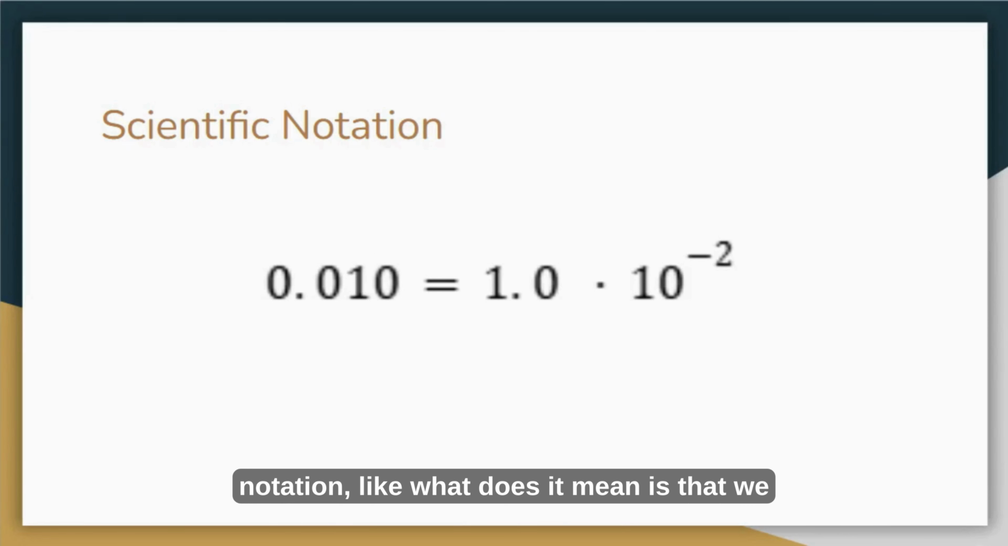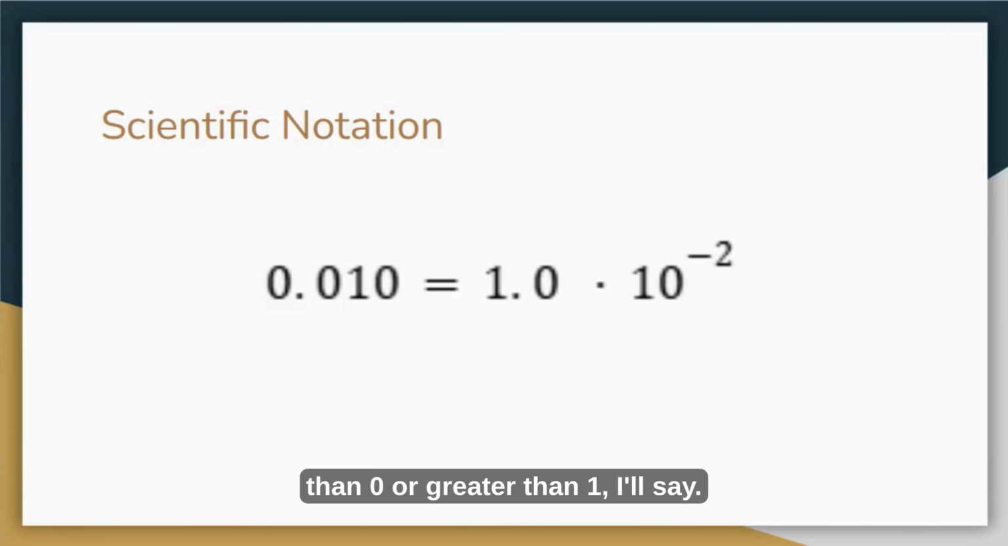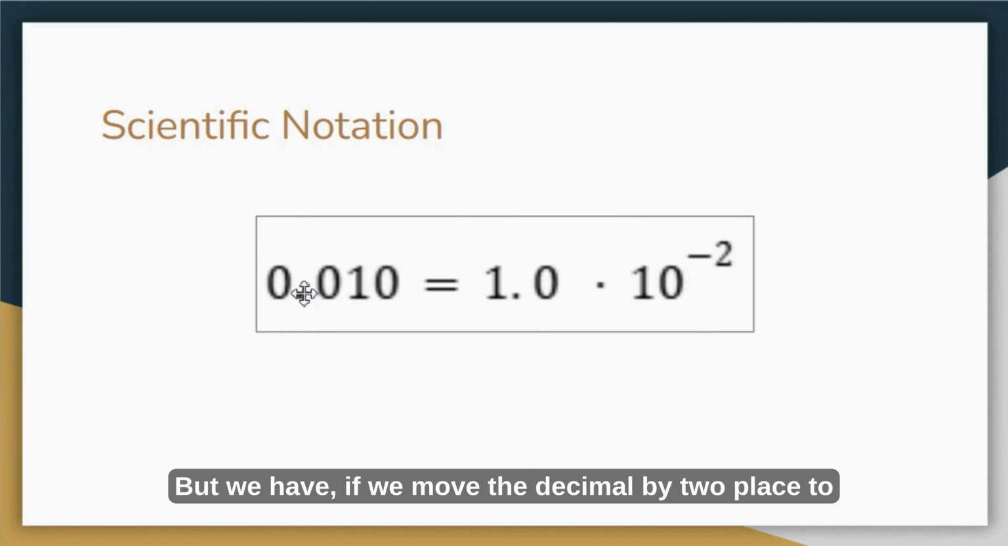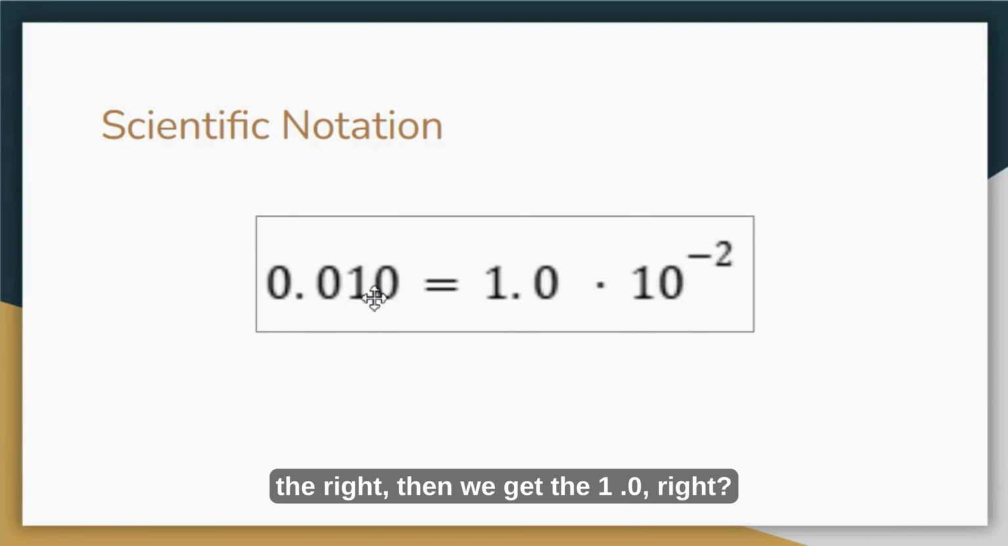What does scientific notation mean? We first get a number that is greater than 1, but less than 10. So here we have 0.01, and if we move the decimal by 2 places to the right, then we get 1.0, right? And then since we moved 2 places to the right, we have to notate that as 10 to the negative 2.